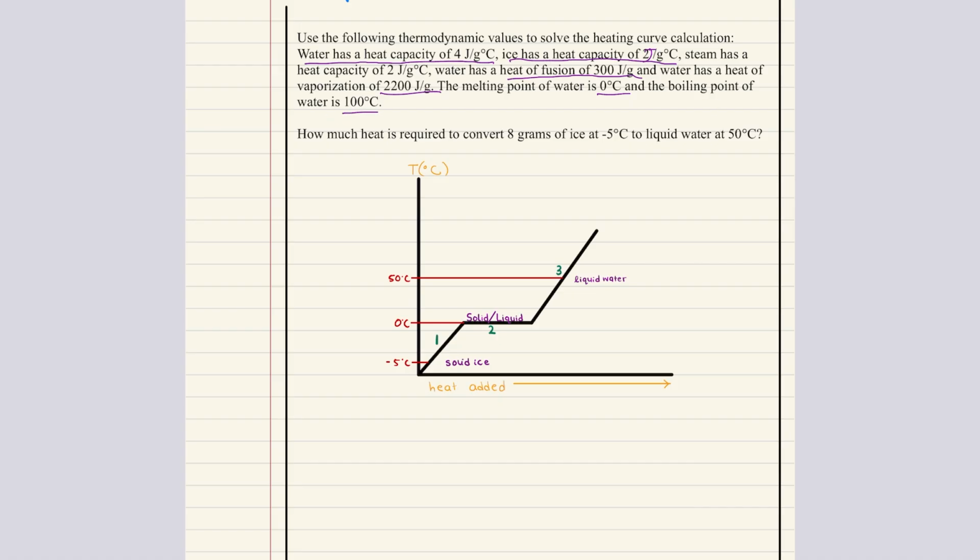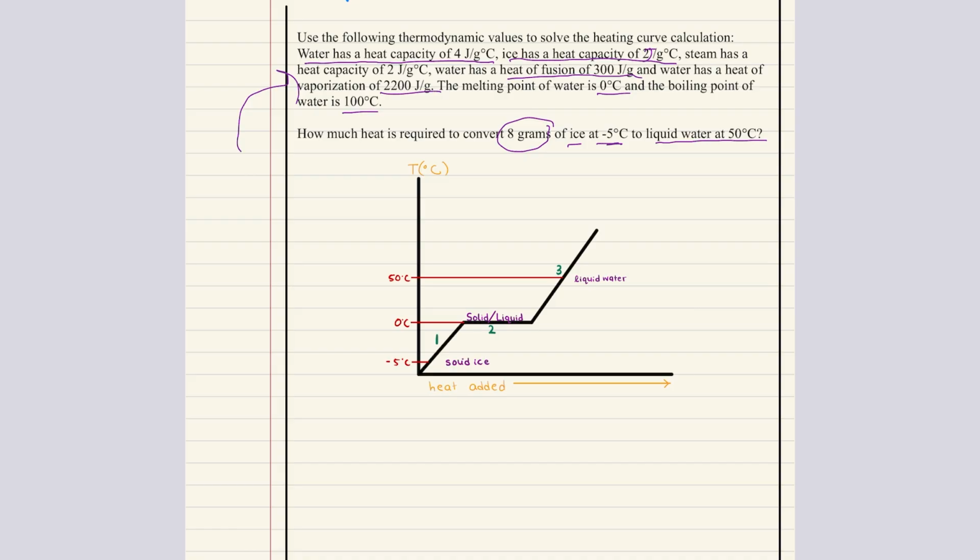How much heat is required to convert 8 grams of ice at -5 degrees Celsius to liquid water at 50 degrees Celsius? To solve this, we need to identify all the steps involved and then calculate the heat required for each one individually.